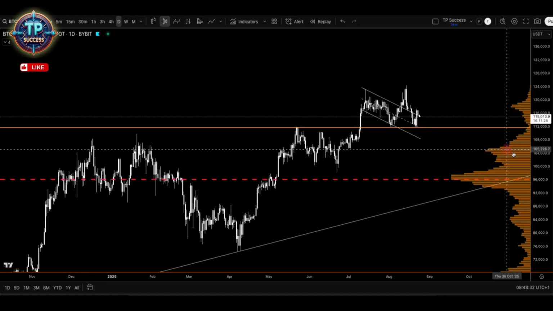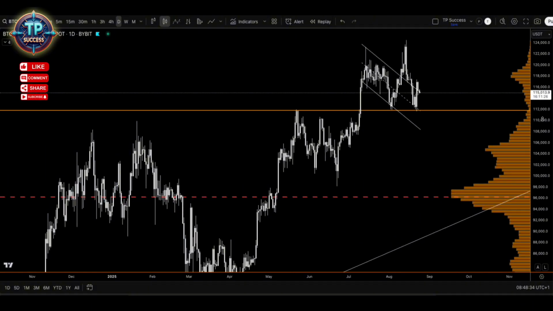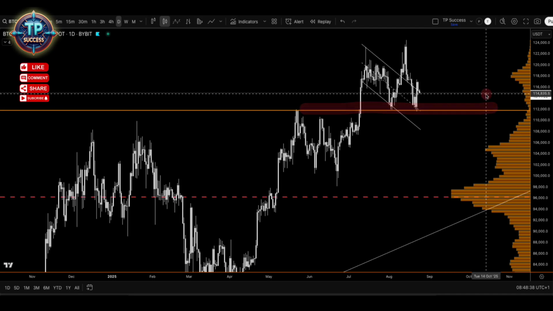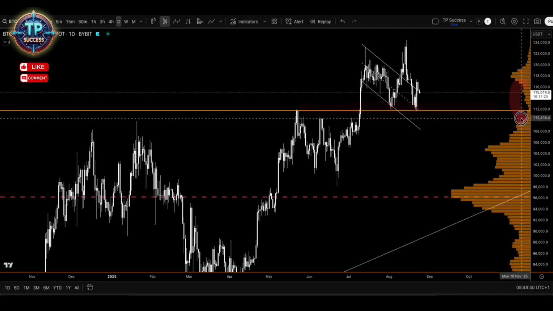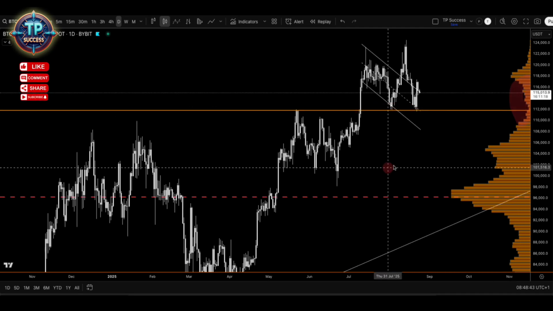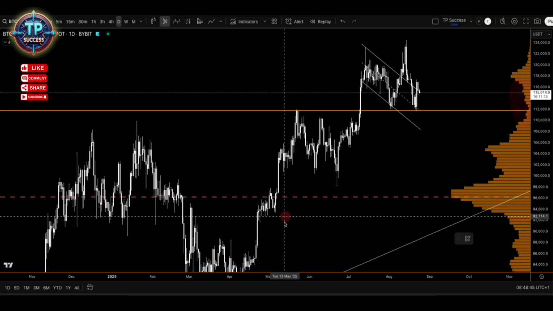And as we can see right now, the market is currently sitting above the value area high of the volume profile, inside a low volume node, which is sitting right here. I'm just going to highlight this area for you.